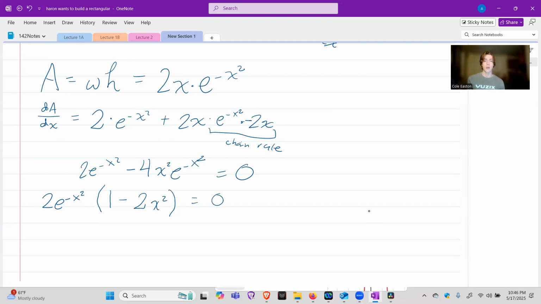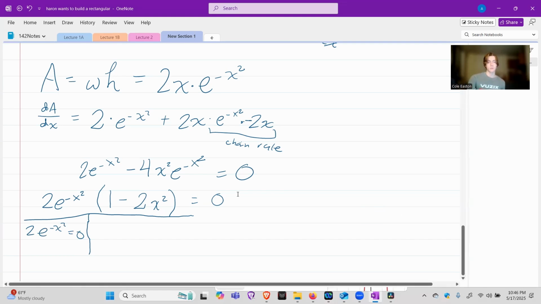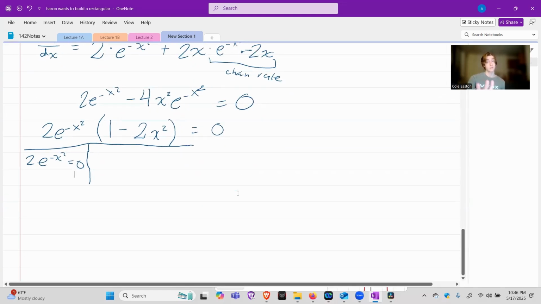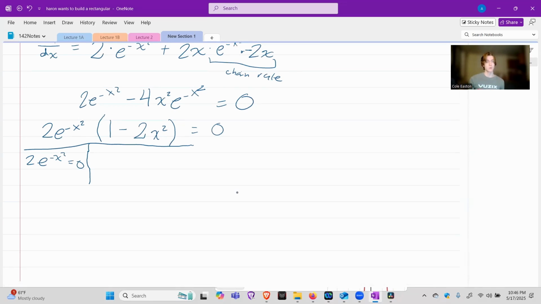Now, when I have two factors that equal 0, I know that one of them has to be equal to 0, right? The only way to get 0 from multiplication is if one of those things is 0. So our first option is that 2e to the negative x squared equals 0. I can always divide by a constant, but I can not always divide by a variable. That's important to know. But I can divide both sides here by 2, and I have e to the negative x squared equals 0. So now we have e to some power equals 0.